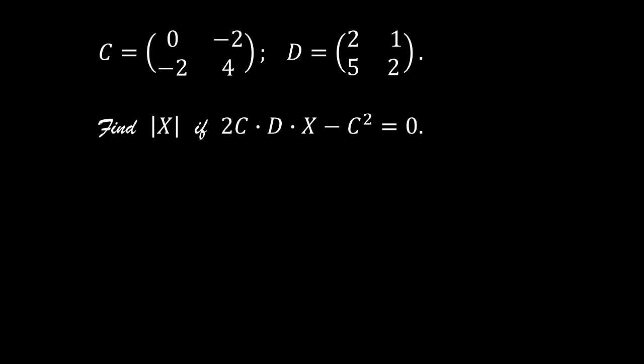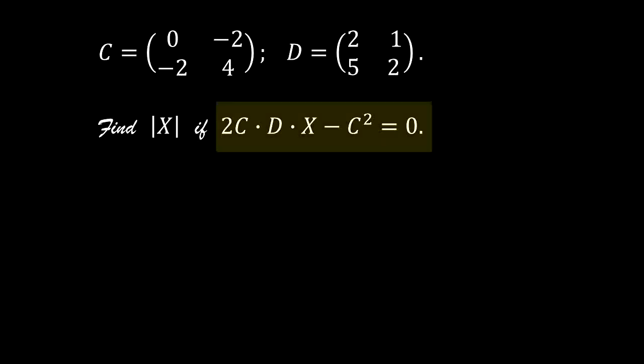Suppose that 2 by 2 matrix C is 0, -2, -2, and 4. Matrix D is of the same dimension, and has the elements 2, 1, 5, and 2. Let's say that one needs to find the determinant of X, if the matrix equation 2C times D times X minus C squared equals 0 is given.